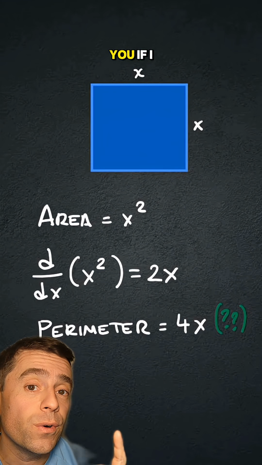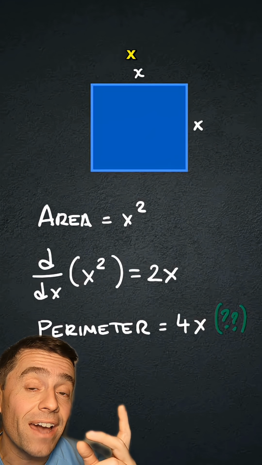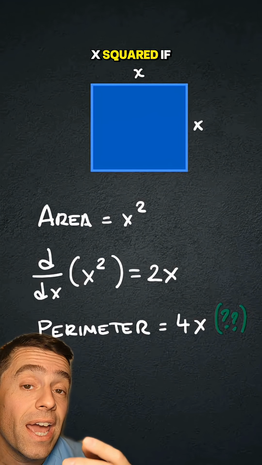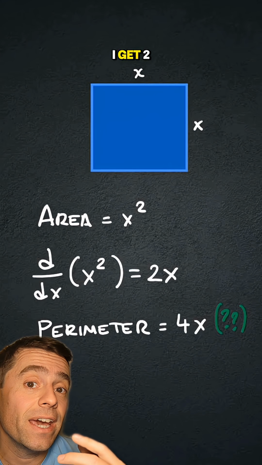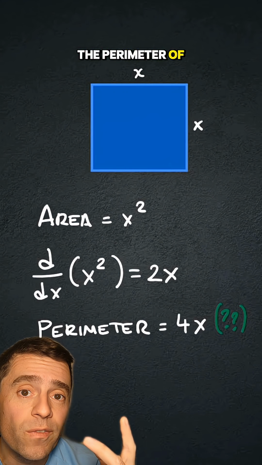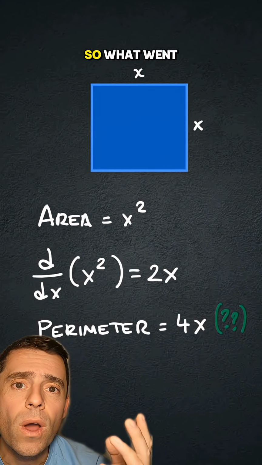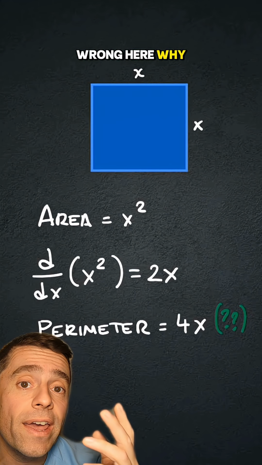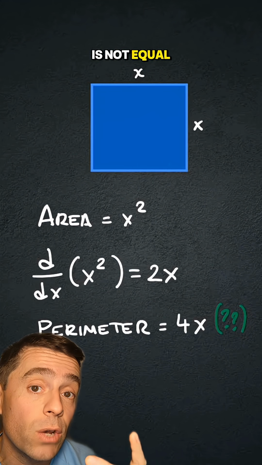Finally, a question for you. If I have a square of side length x, the area is x squared. And if I take the derivative of that, I get 2x. However, the perimeter of the square is 4x. So what went wrong here? Why is it that the derivative of the area is not equal to the perimeter?